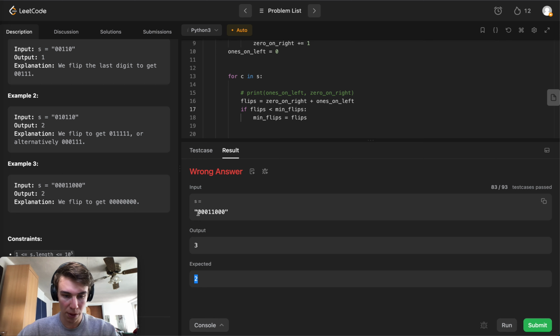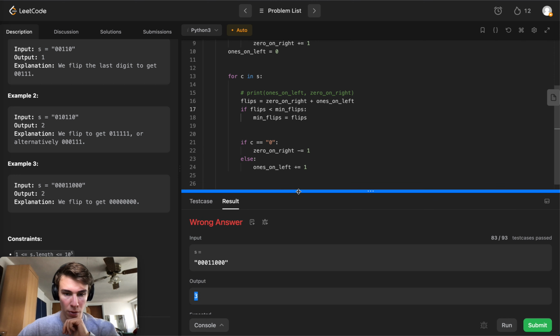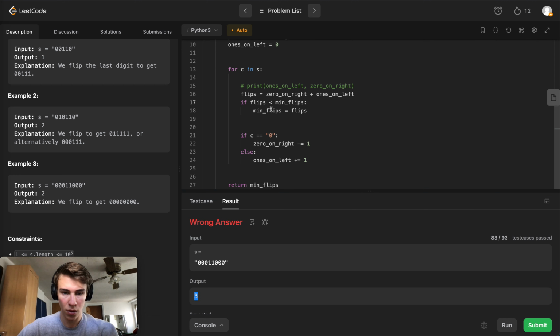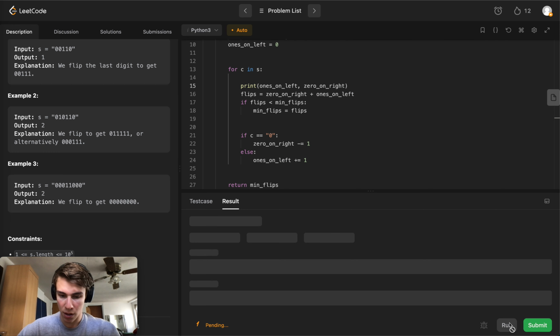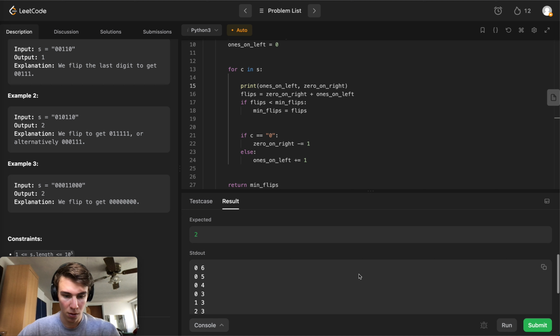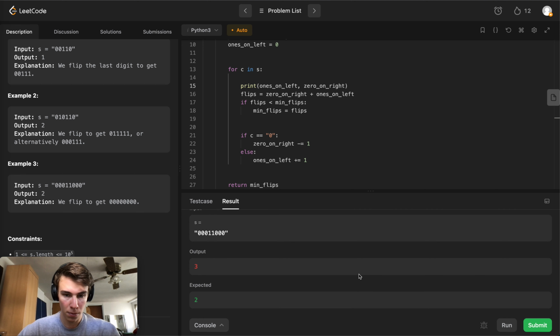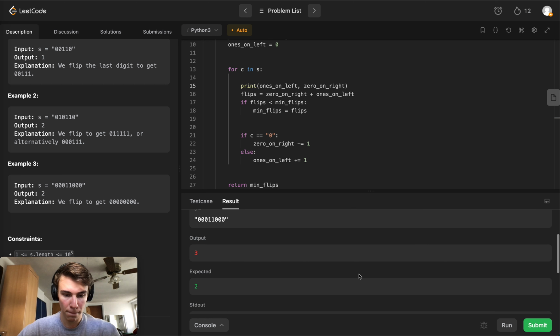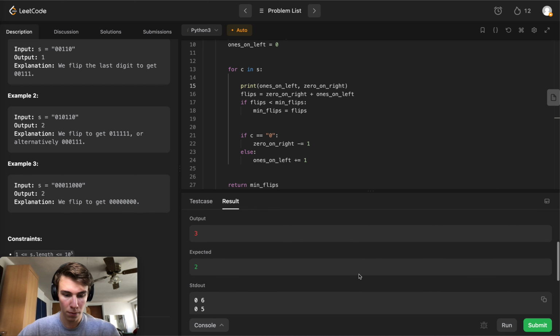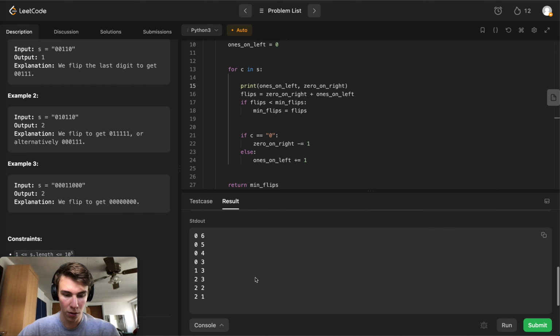However, expected is 2, and expected is 2 is correct because the first time that we're doing this, the first instance, we can just flip these two to a 0, and that should be good enough. Why is the output 3? I don't know. Let me uncomment this print statement to see what is going on. Six, 5, 4, 3, 3, 3, 2, 1.